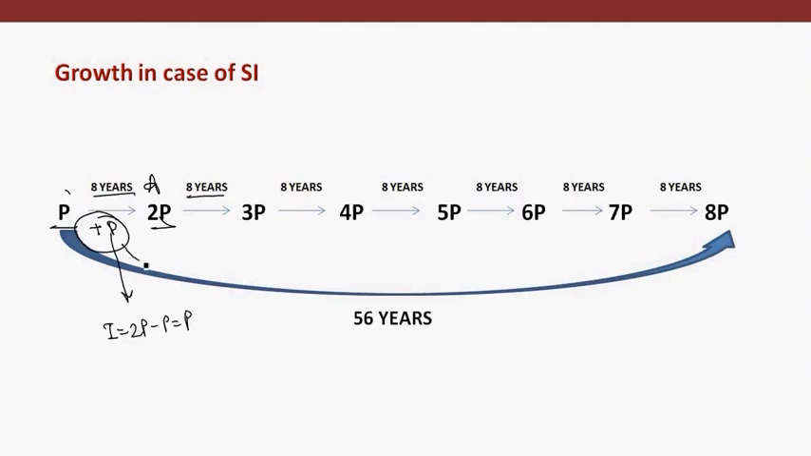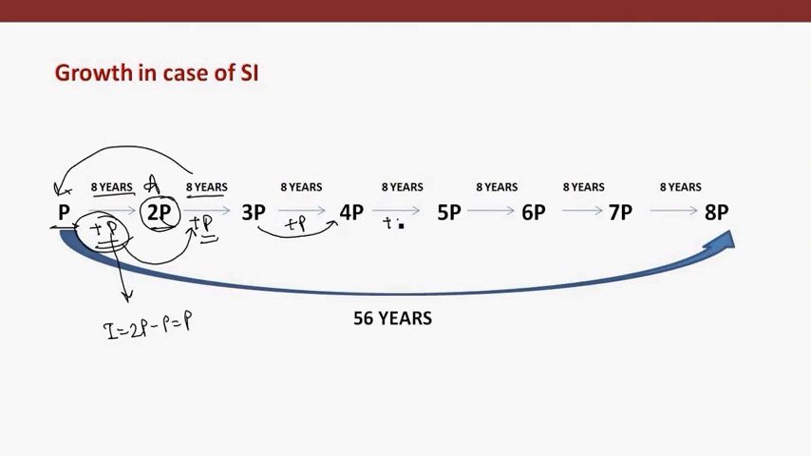Now in case of simple interest, the interest remains same. So that means in next 8 years, I will still earn the same interest. That means it will be P. I am not taking into account what will be the principal. I'll be looking at what will be the initial principal. So initial principal is P. I will get my interest on P. If the rates are not changing, the interest will not change. So interest for first 8 years is P.